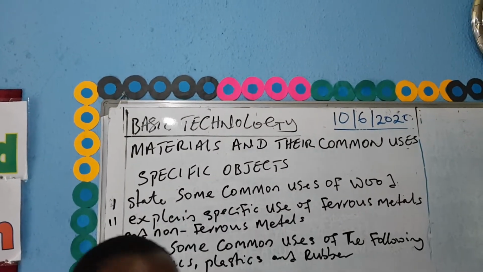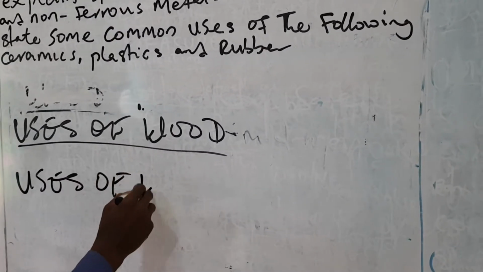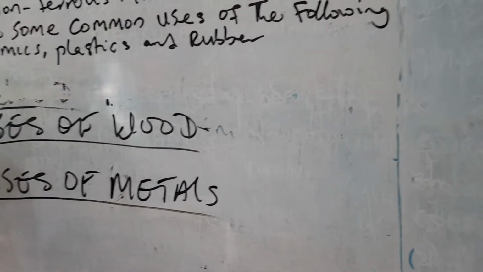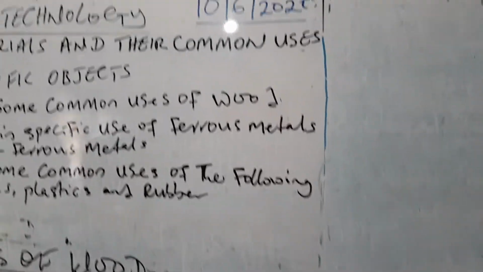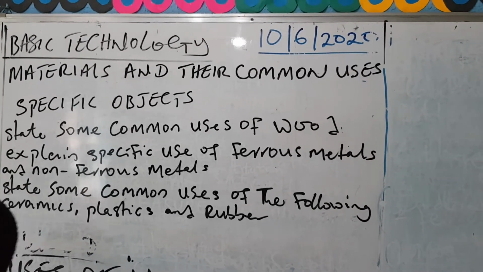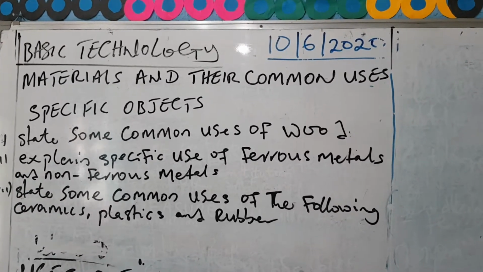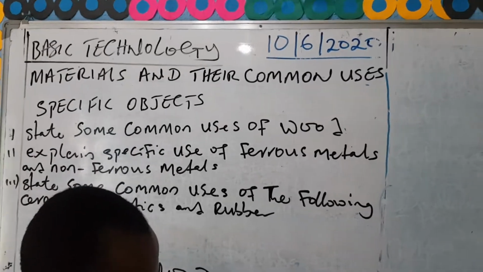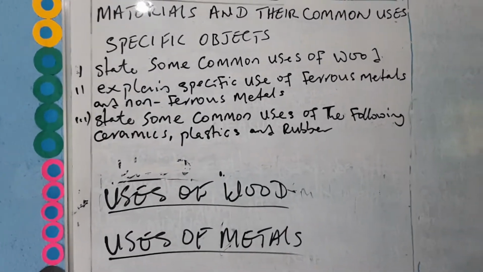Without wasting time, I will go to the next one, the uses of metal. In our previous class, we learned about metals and the various classes of metals, which we classify as ferrous metals and non-ferrous metals. Examples of ferrous metals: we have wrought iron, cast iron, steel, and stainless steel. Non-ferrous metals: we have aluminium, copper, brass and bronze.